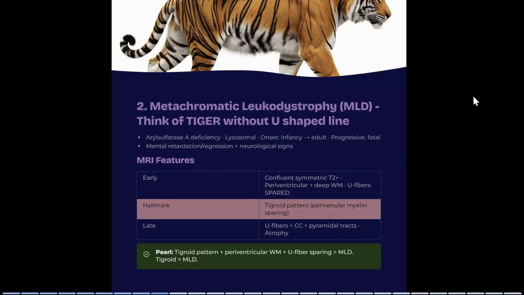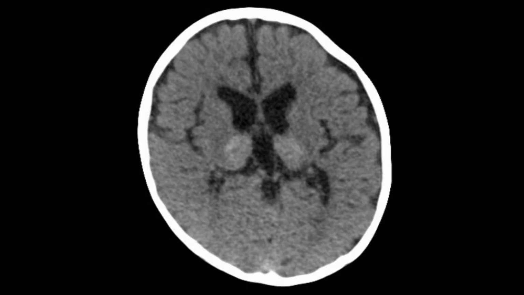So these are the three things that you need to remember when it comes to MLD, and it can present late in life, like in adulthood, and there can be mental retardation or sometimes regression and some other neurological signs. So these are some simple 3 to 4 terms that you need to remember for metachromatic leukodystrophy.